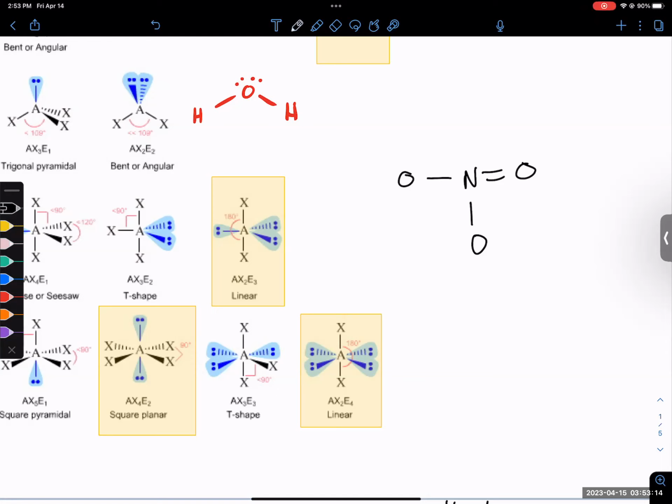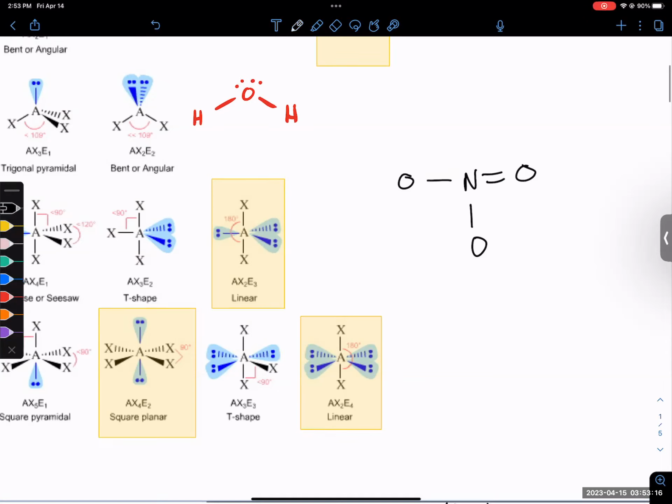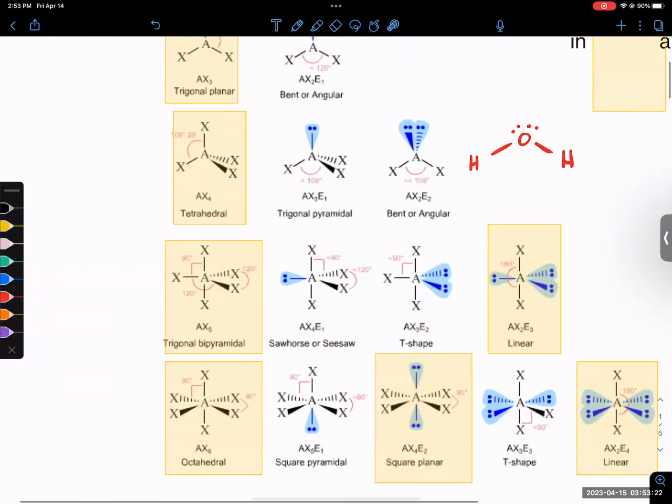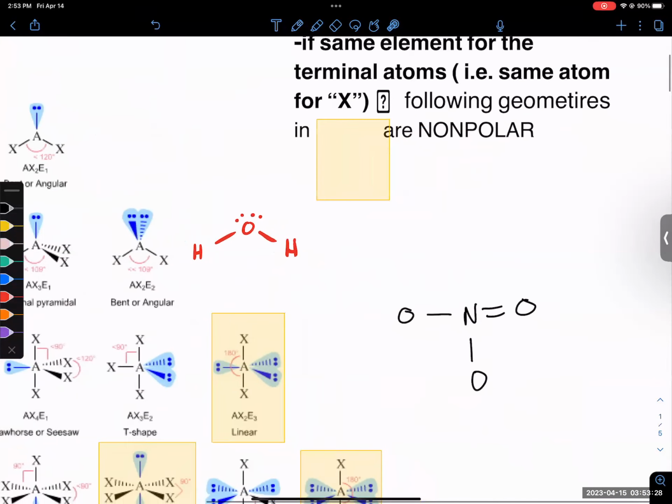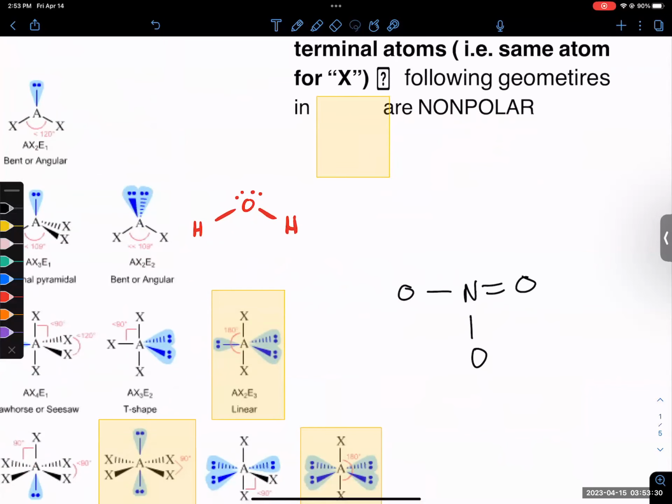So the electron geometry still does not change. It would be considered trigonal planar because it has 3 electron regions around it. So 1, 2, 3. That would fall into trigonal planar here. It's actually a very common thing you'll see in a lot of classes going forward. Trigonal planar carbon atoms.